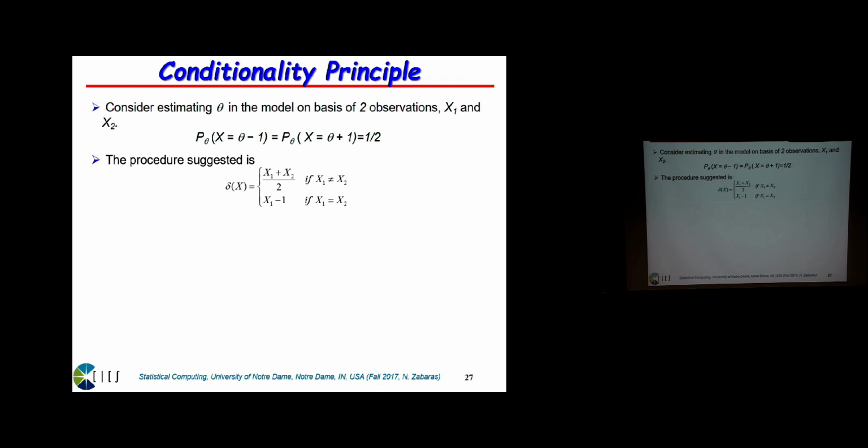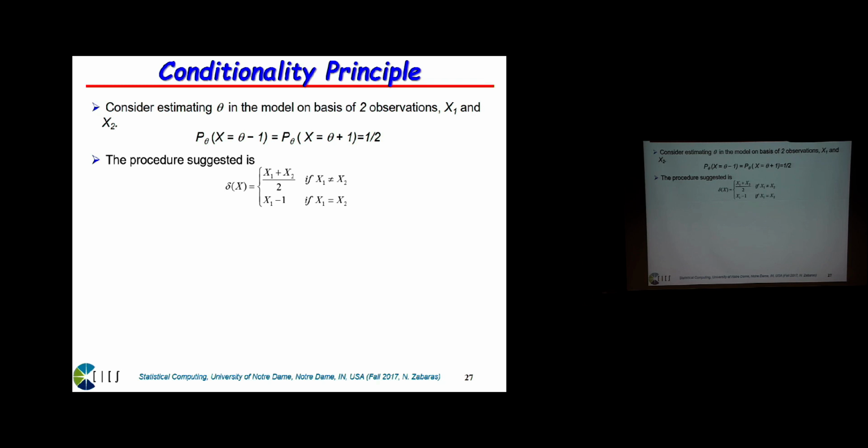It's not a maximum likelihood estimator. I just postulate a common sense estimator. It says if I take 2 samples and they're not the same, then I'm going to take as my estimator of theta x1 plus x2 over 2. Do you agree with that? Does it look like a good estimator? If the 2 samples are not the same, if one is theta minus 1, the other one is theta plus 1, don't you see that the average will give me theta?